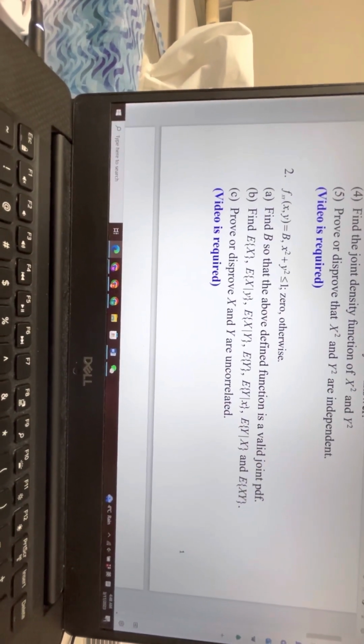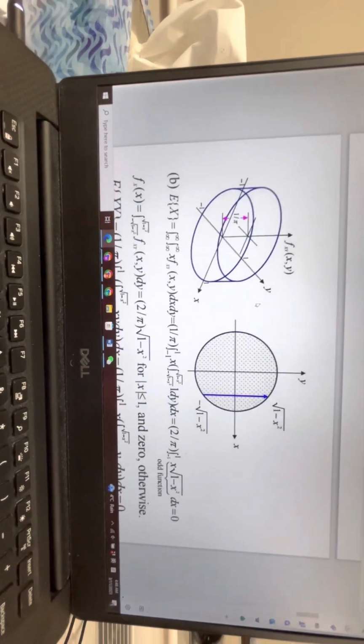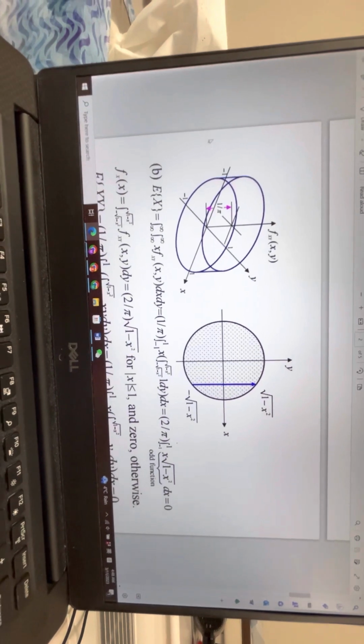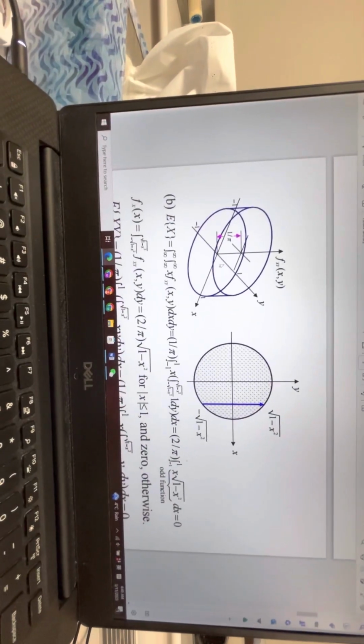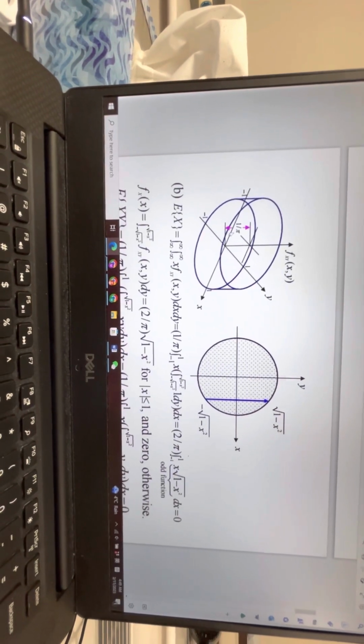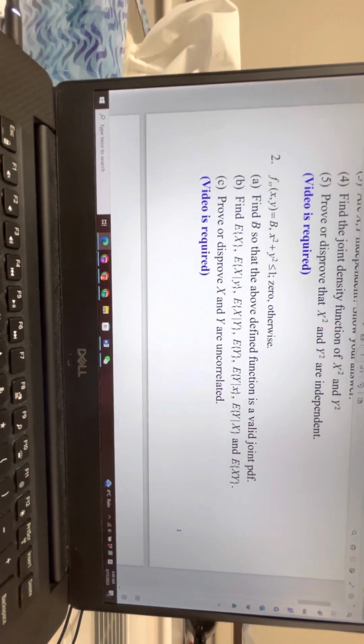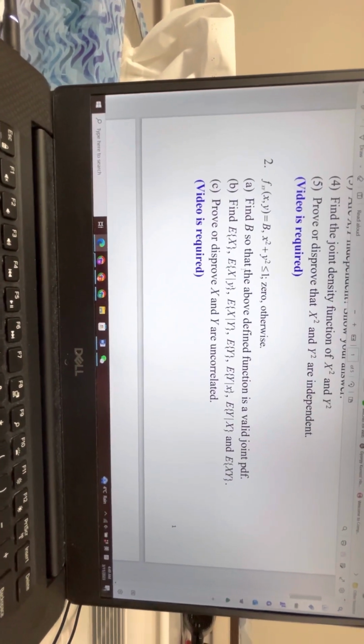So for how to find b, we first take a look at the clues for homework 6. From the graph, we can see that b equals 1 over pi. So the answer to the first question is b equals 1 over pi.